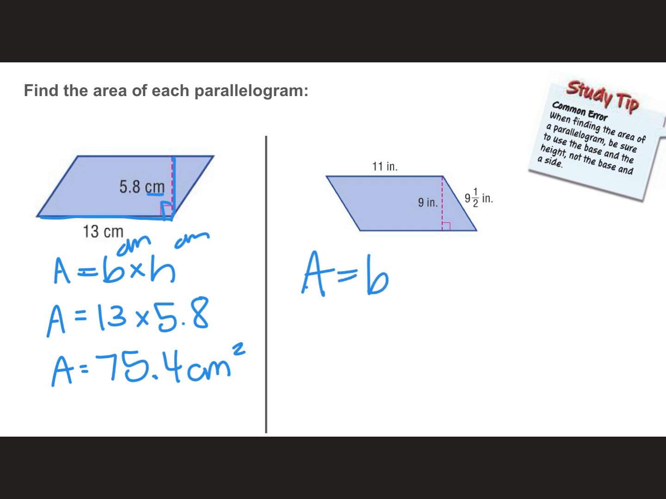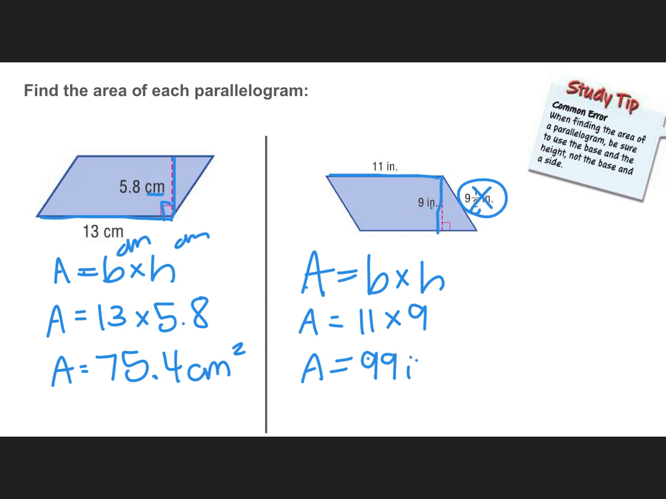So again, I'm going to write the formula down first and then plug in the information that we know from there. So the base and height always have to make a 90-degree angle. So I noticed that this side and this would be my base and height. This is extra information that's not necessary or needed. So I'm going to take 11 and multiply it by 9, which is 99. And again, we're in inches, so it's going to be inches squared. A common error is to not make sure that you are using the base and the height, not one of the other sides.